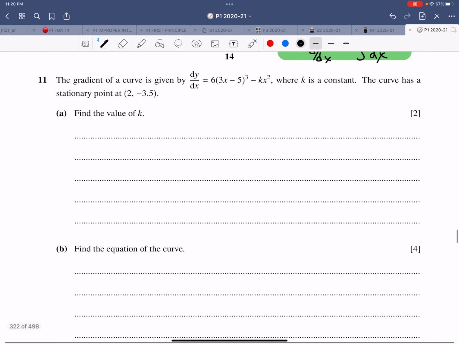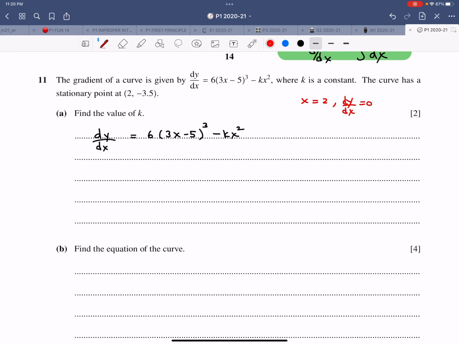First of all, your function is given: dy by dx is equal to 6 bracket 3x minus 5 raised to the power of 3, minus kx square, where k is a constant. The curve has a stationary point. What does that mean? When x is 2, y prime, that means dy by dx, is 0. When x is 2, y is negative 3.5.